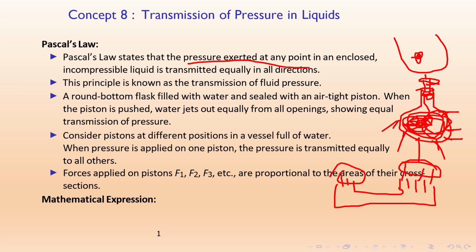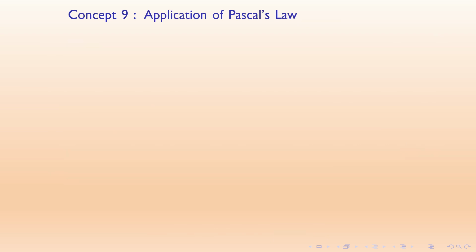So it is given by the mathematical expression P1 is equal to F1 by A1, where F1 by A1 will be equal to F2 by A2, which will be equal to F3 by A3, and so on. So that indicates that the pressure at a specific point is related to the different points based on their areas. Now as we said, that is Pascal's law. Let us see what are the applications of Pascal's law.